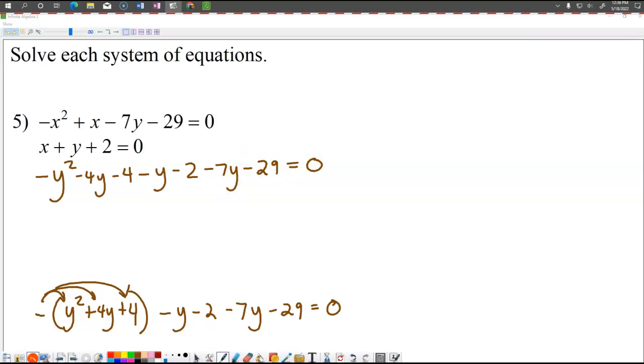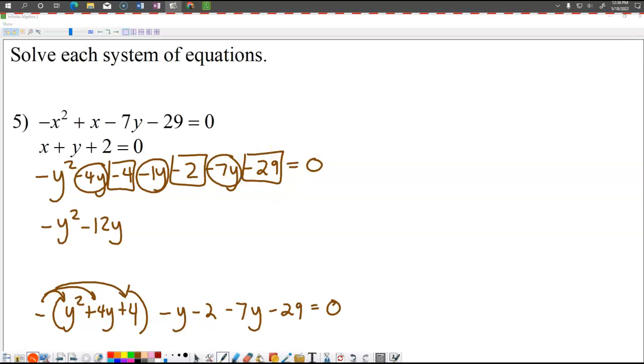All right, and now we just go ahead and combine our like terms. The -y squared is going to stay the same, but this and this can go together as well as this. So -4 minus 1 minus 7. I believe that's -12y. And also, these numbers can go together. -4, -2, and -29. I believe that would be -35.